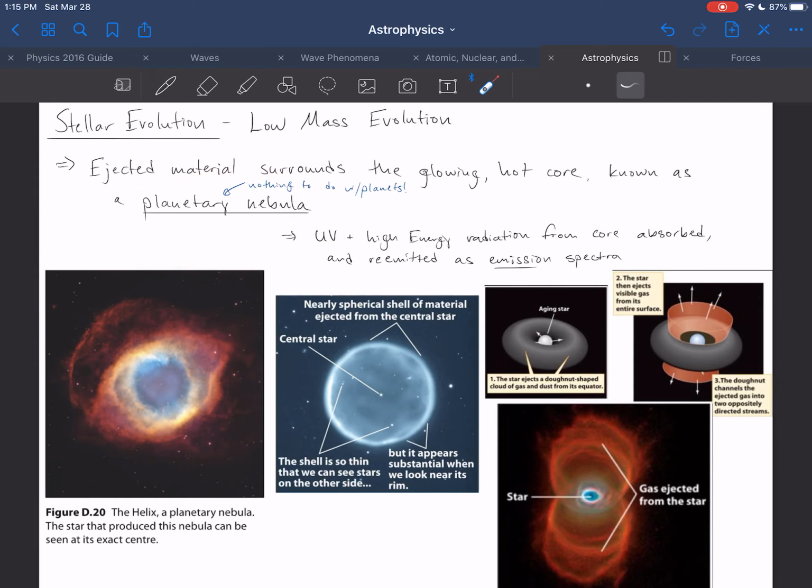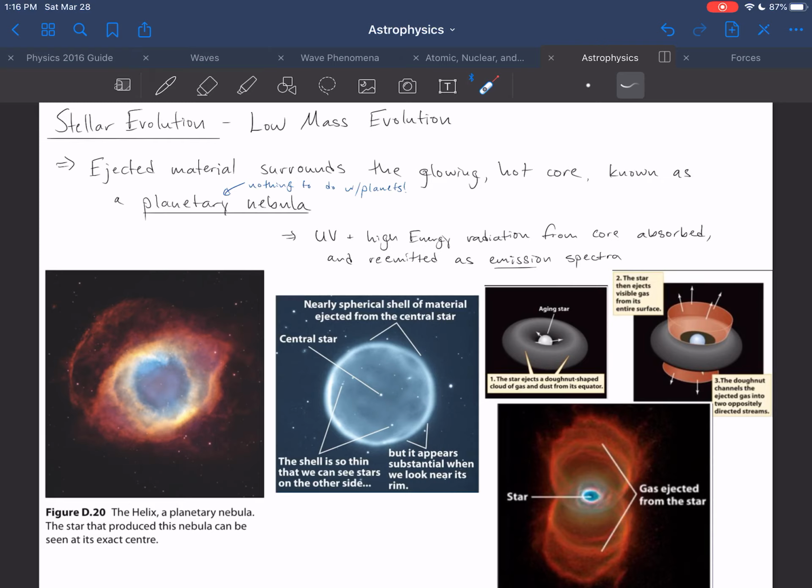And planetary nebula are gorgeous. They're beautiful. They are some of the most beautiful images we have of space and space things. We initially thought that they were the birth of planets, that what we're seeing with these planetary nebula is where planets were born. And as it turns out, that's not the case. So planetary nebula have nothing to do with planets, but they've retained their name historically.